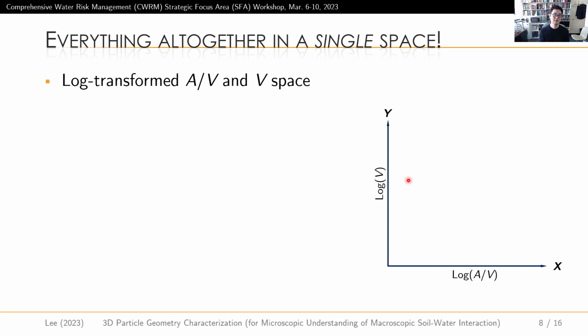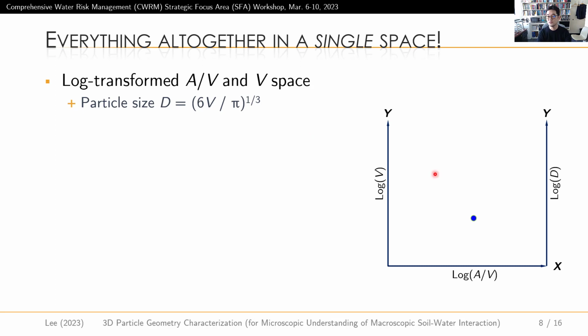Then what about the particle size? Relatively simple, considering the equivalent particle size can be obtained from the volume V using this formula. So with that, we can add one more vertical axis, log of D, and then for whatever data point like this, we can get size, volume, and the surface area. Then my next question is, how can we get the shape in this space?